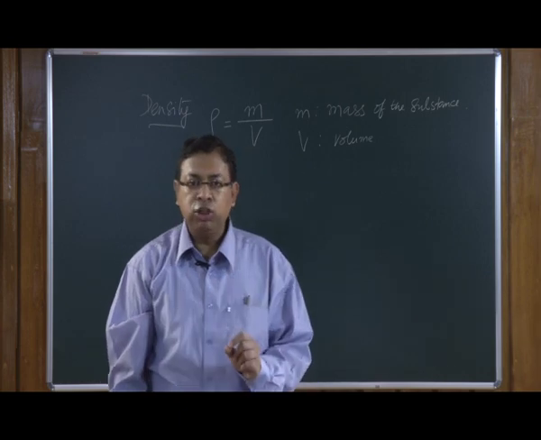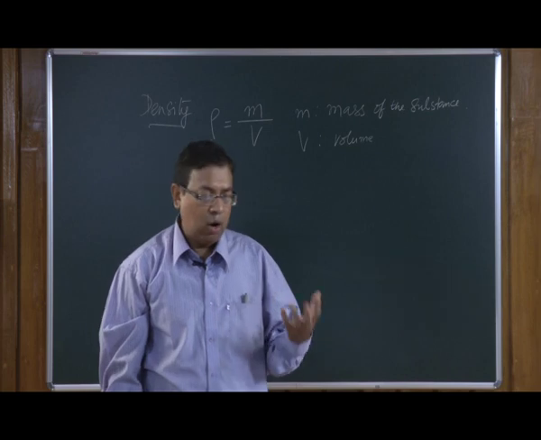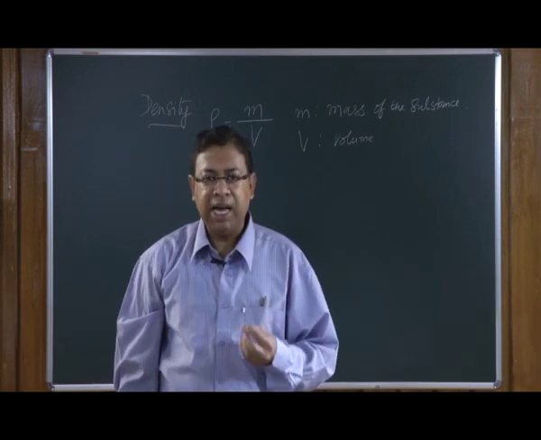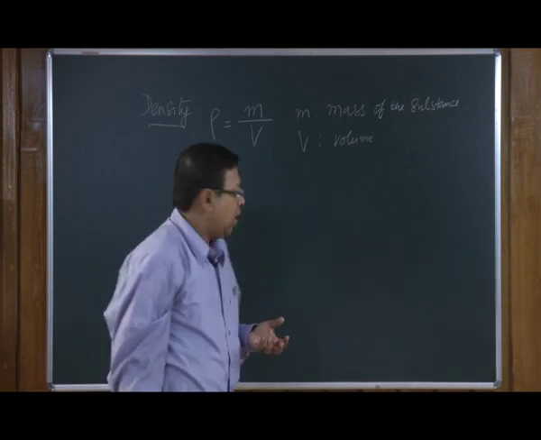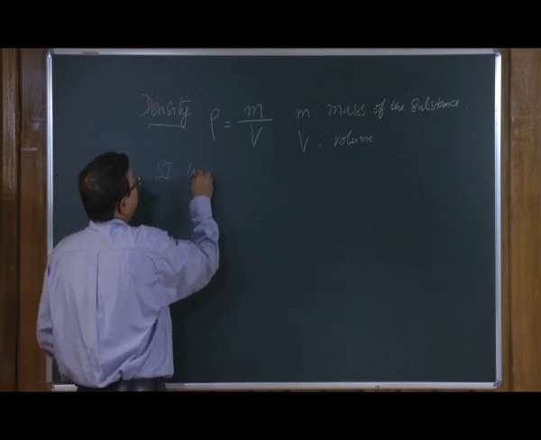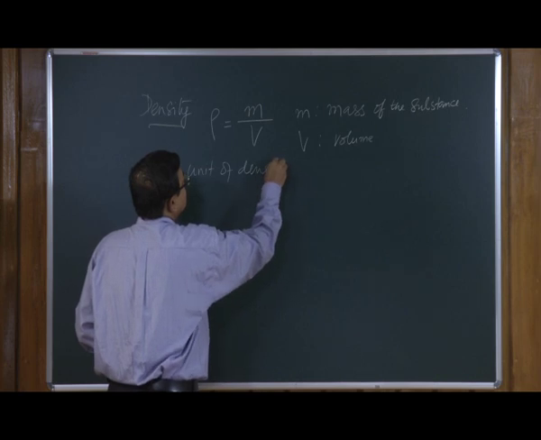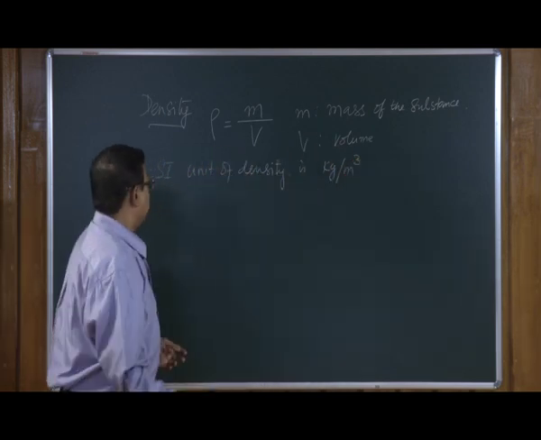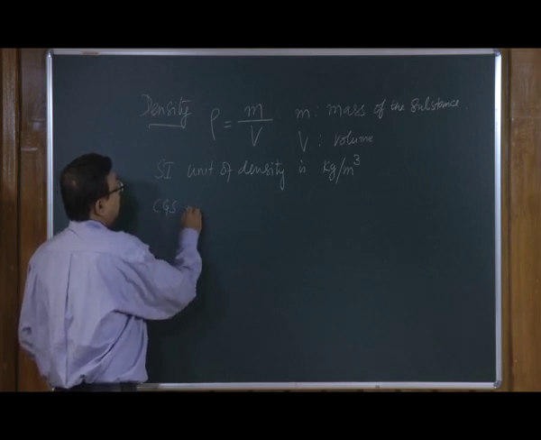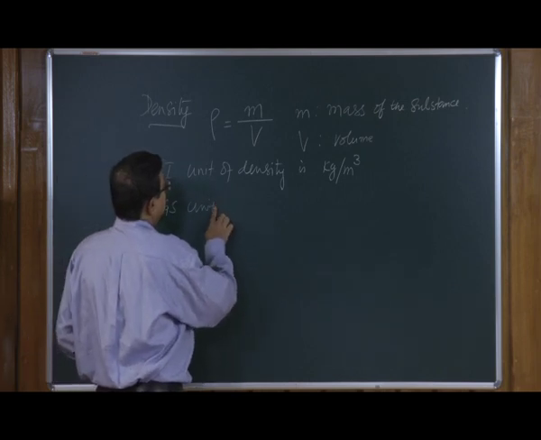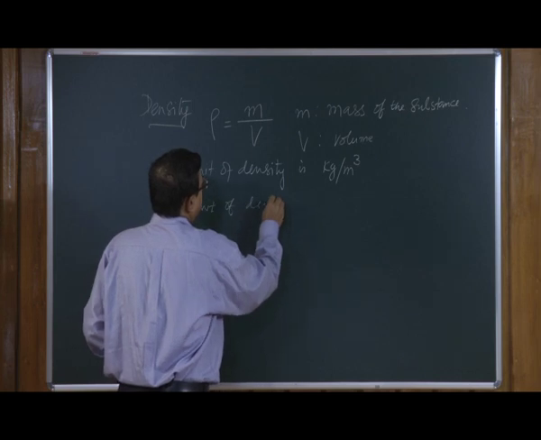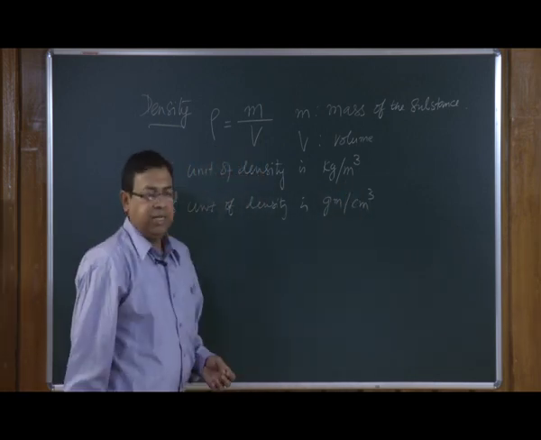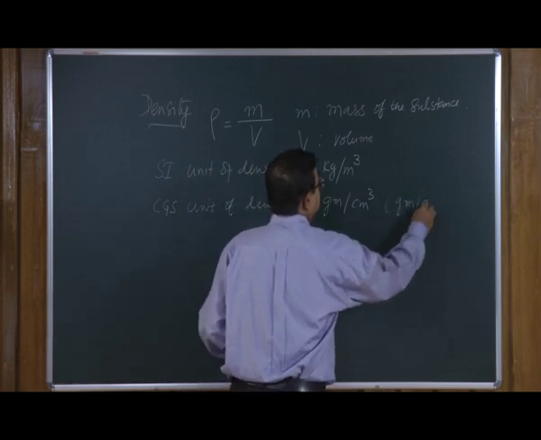So, whether big or small, when a particular substance is made of a certain material, no matter what shape or size it takes, it will have the same density. And the SI unit of density is kg per meter cube. And sometimes the CGS unit of density is used, which is gram per centimeter cube, or simply it's written as gram per cc.